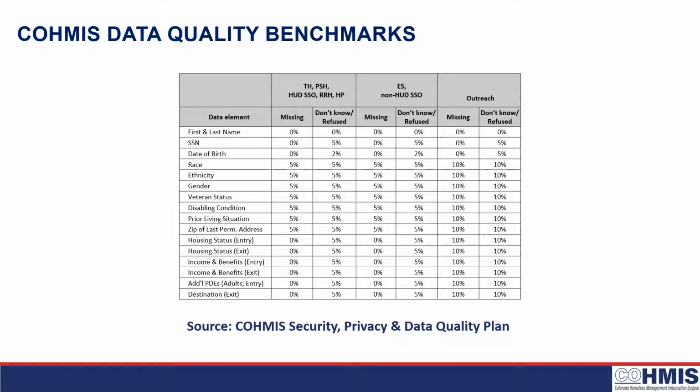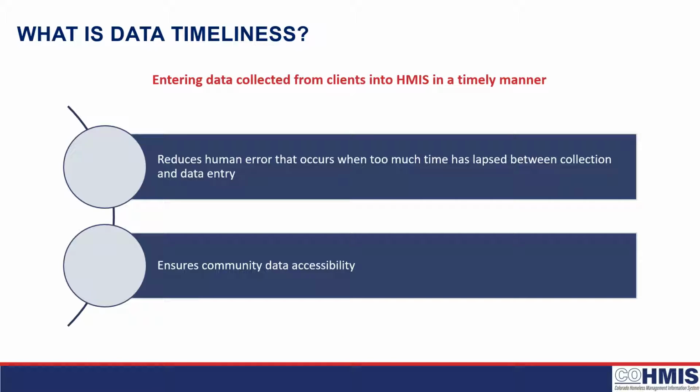It's also important because communities that have higher data quality scores are prioritized over communities that have poor data quality scores. So we want to make sure we're able to secure funding opportunities so we can all serve our clients. I won't read through everything on this slide, but I encourage you to become familiar with the benchmarks. It's a good rule of thumb that we're shooting for 95% or above in terms of data quality for our projects in HMIS.